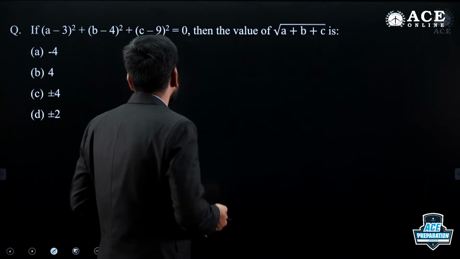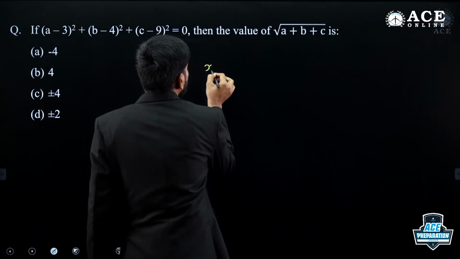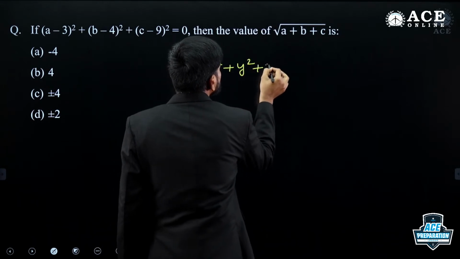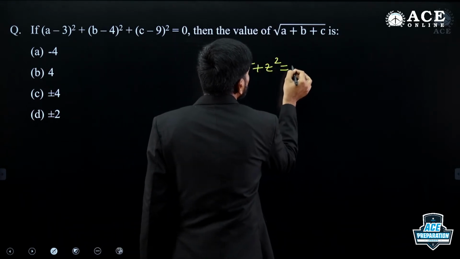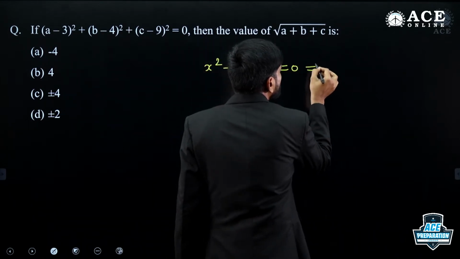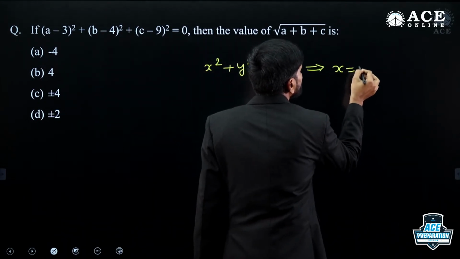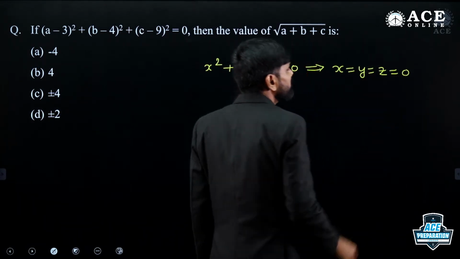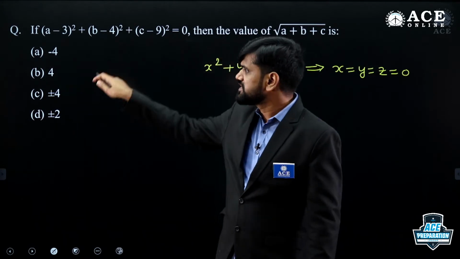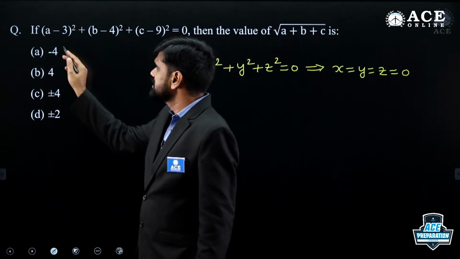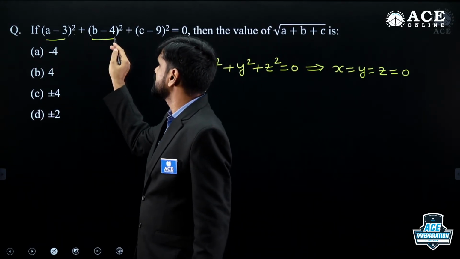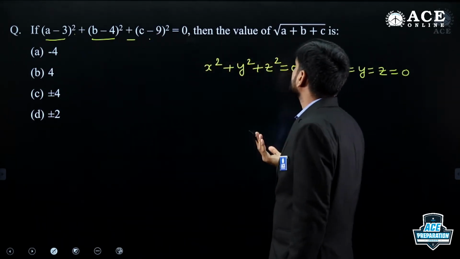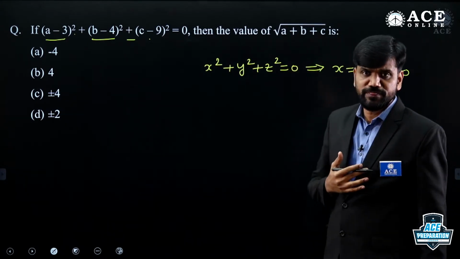So here if you observe, it is looking like this: x square plus y square plus z square equal to 0. Please remember this is possible only if each of the terms is 0. Now if you look at the relation mentioned here: a minus 3 whole square plus b minus 4 whole square plus c minus 9 whole square equal to 0, then the value of square root of a plus b plus c is what?